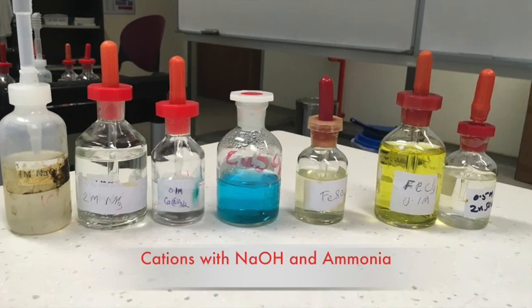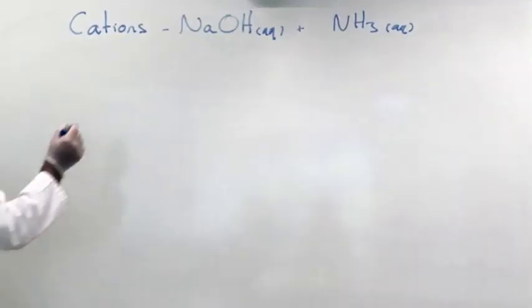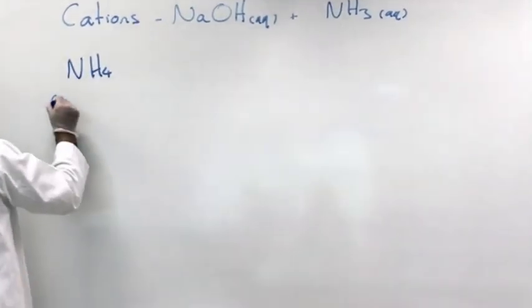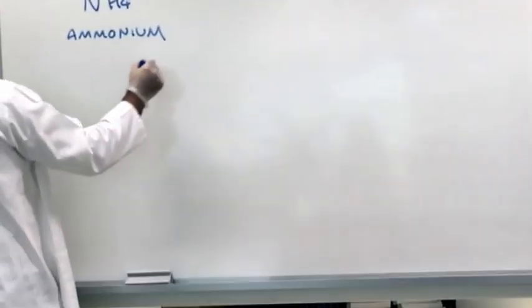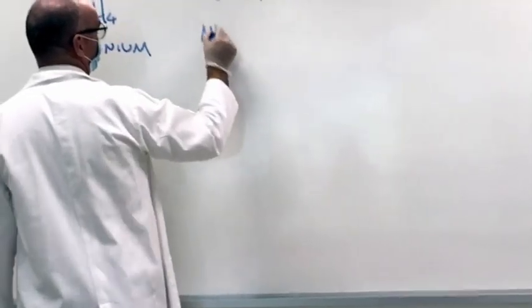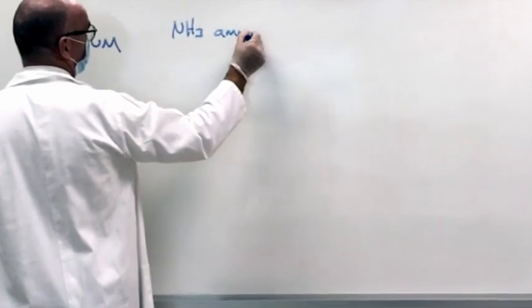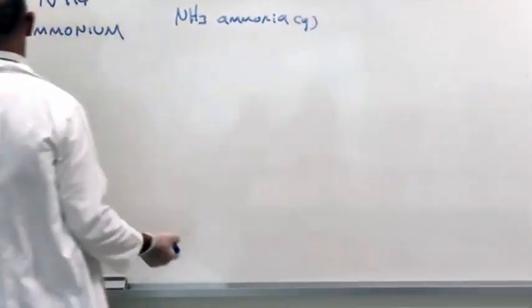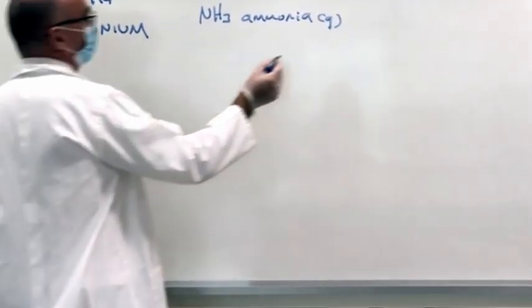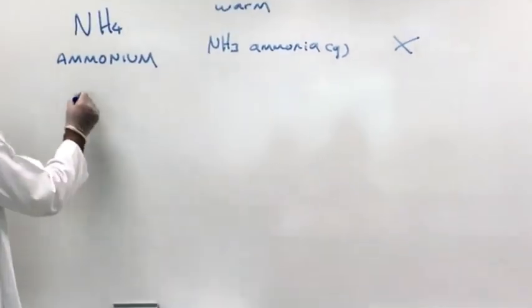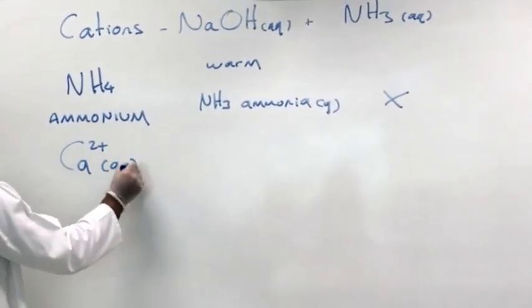Welcome to the cation tests. There are 12 of these beasties, 6 each with sodium hydroxide and with ammonia. First of all, we start gentle. It's ammonium, NH4+. If you react that with sodium hydroxide, you generate ammonia gas, which we saw earlier. Do you remember the test for ammonia gas? Yes, red litmus will change to blue.